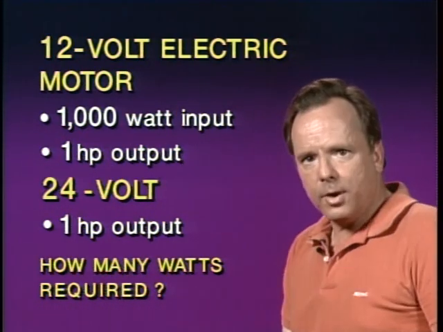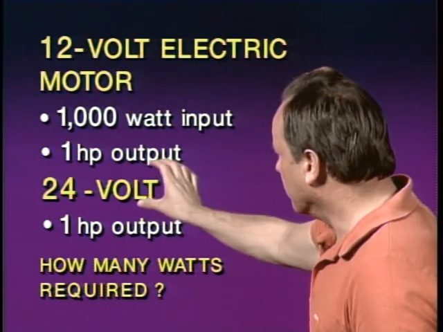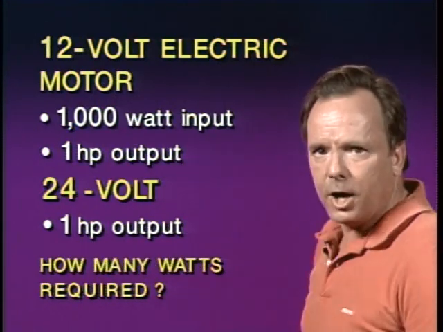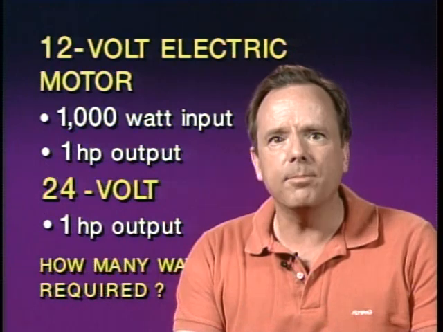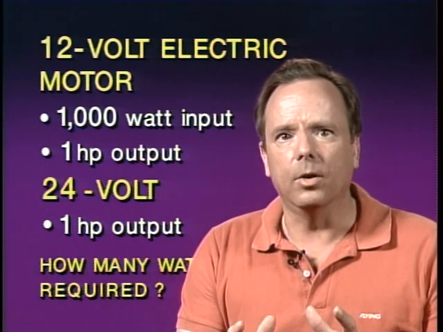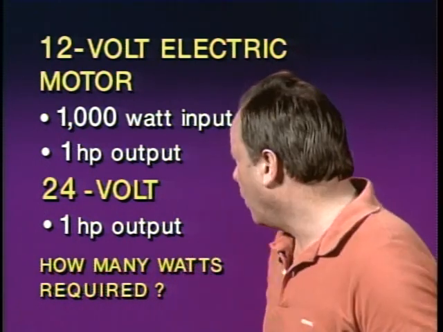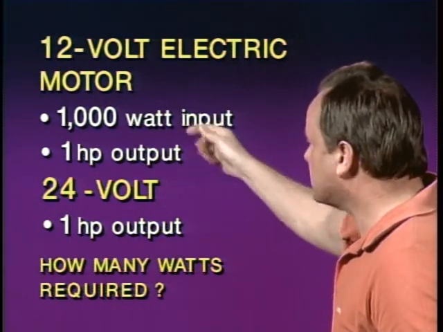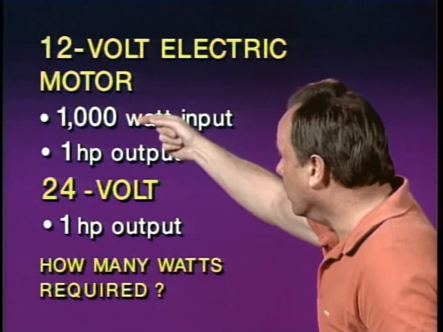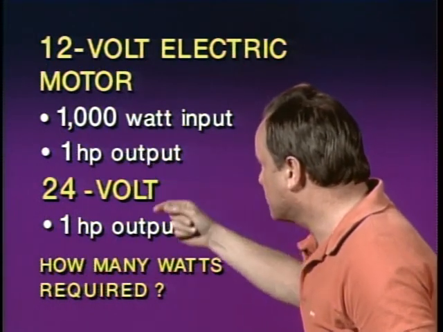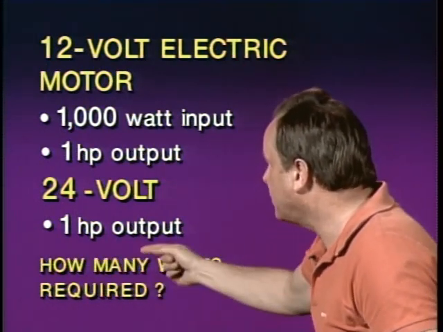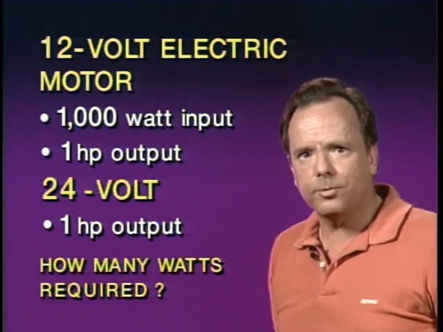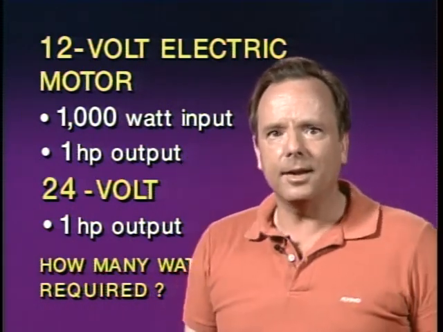Now let's assume that you had a 24-volt motor with 1 horsepower output that had the same efficiency ratio. The question is, how many watts would be required? And the answer is the same 1,000 watts. If it has the same efficiency ratio, watts to horsepower, it's going to be the same down here, still 1,000 watts. And whether it's 12 volt or 24 volt doesn't make any difference.